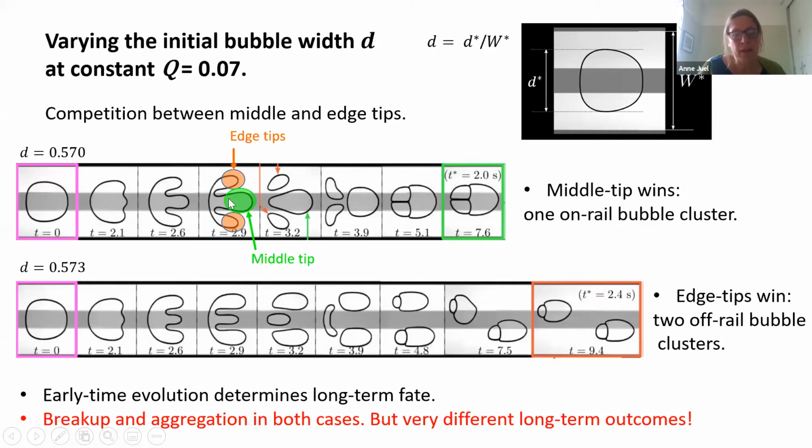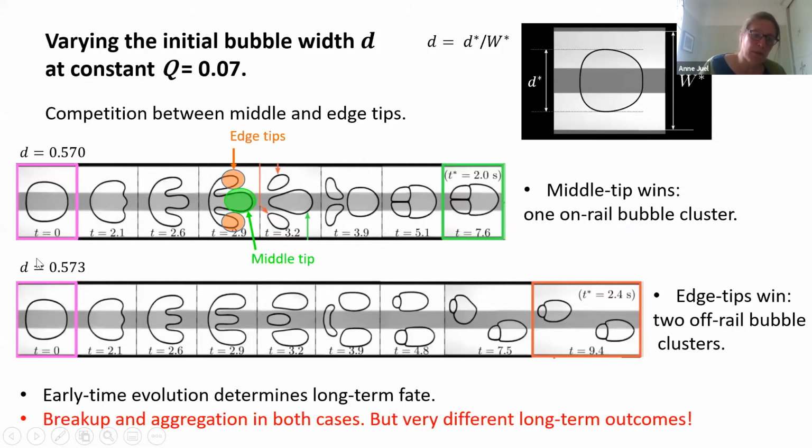And so if the middle tip grows faster, then you end up with an evolution that leads you back via changes in topology to your original bubble system, albeit a compound bubble, but at long times these will coalesce back together.